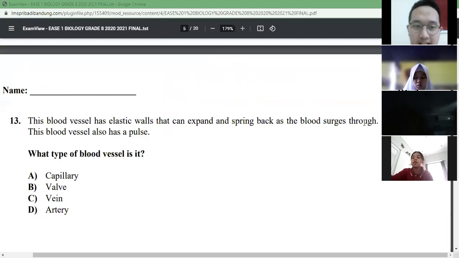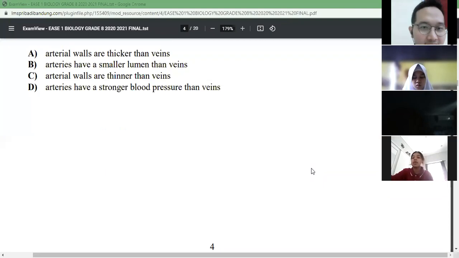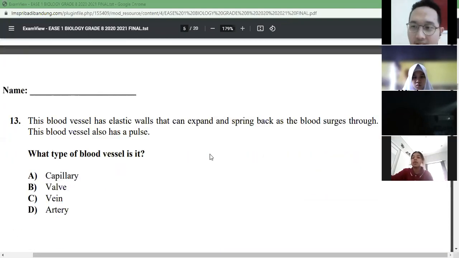This blood vessel has elastic walls that can expand and spring back as the blood surges through. This blood vessel also has a pulse. What type of blood vessel is it? Elastic walls can expand and spring back. And the key is here, the blood surges instead of flows.